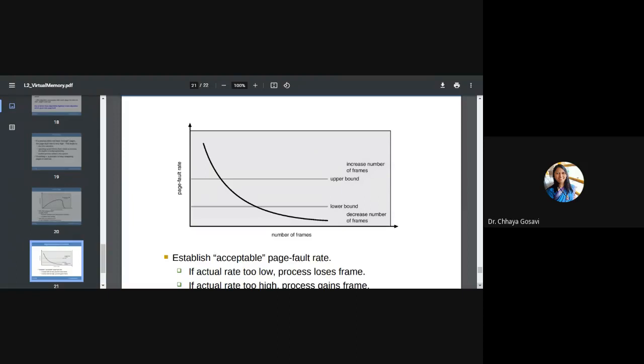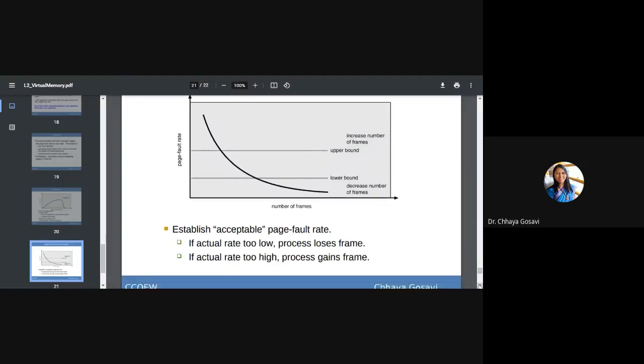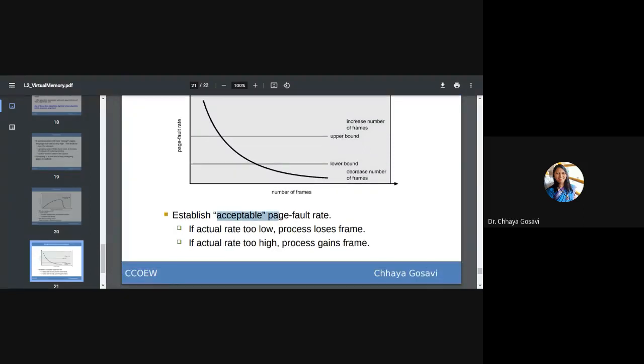Otherwise it would be like contiguous allocation or normal paging or normal segmentation. We are implementing demand paging, so there will be page faults, but we need to control these page faults. We should know what the acceptable page fault rate is. If the actual rate is too low, the process loses frames. If the actual rate is too high, the process gains frames.